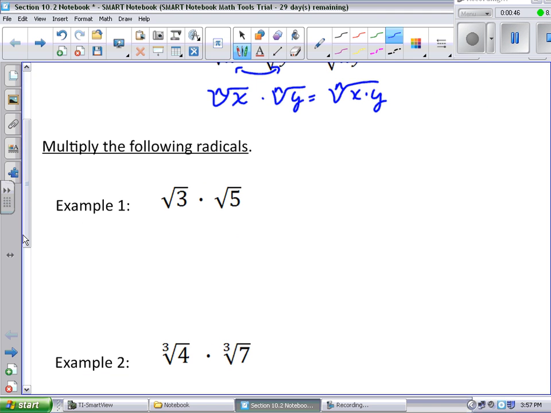The square root of 3 times the square root of 5. Notice that these are both square roots. I don't need to write the little index on a square root. I can find out that the square root of 3 times the square root of 5, I'll need to multiply the 3 times 5. 3 times 5 is 15, so the square root of 3 times the square root of 5 is the square root of 15.